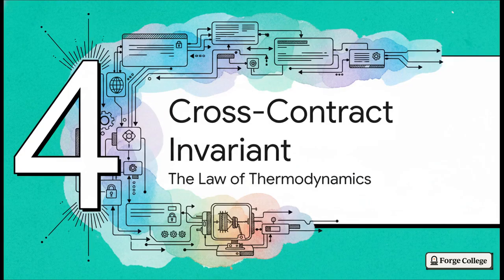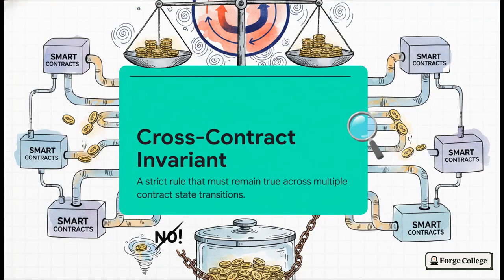Section 4. Cross-contract invariants, the law of thermodynamics. So what exactly is a cross-contract invariant? Well, it's a strict rule or a mathematical property that must remain absolutely true across multiple contract state transitions. I like to think of this as the law of thermodynamics for our smart contracts. You know, energy cannot be created or destroyed. Well, in our system, the absolute conservation of tokens must be preserved across the entire operation. No tokens magically vanishing into the ether.